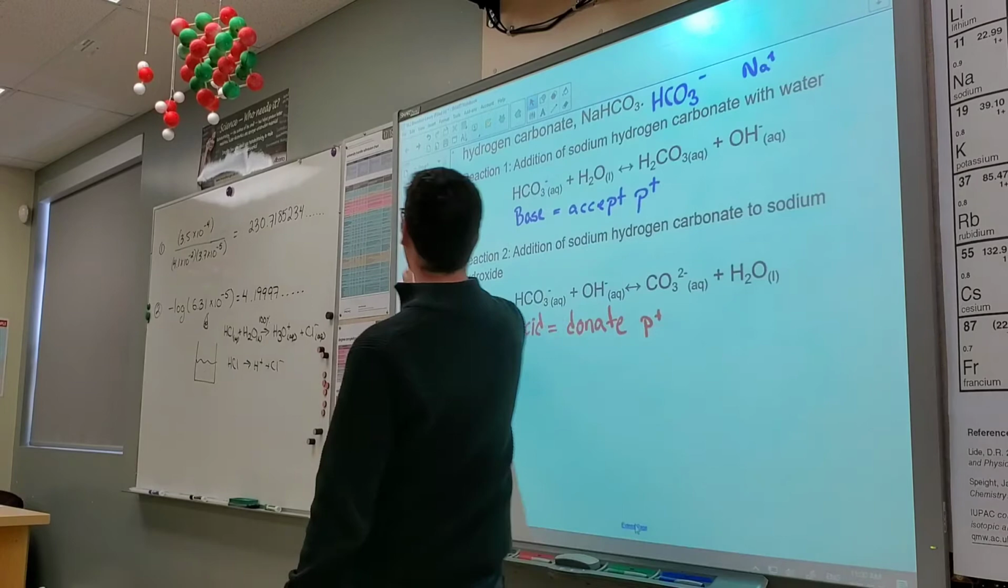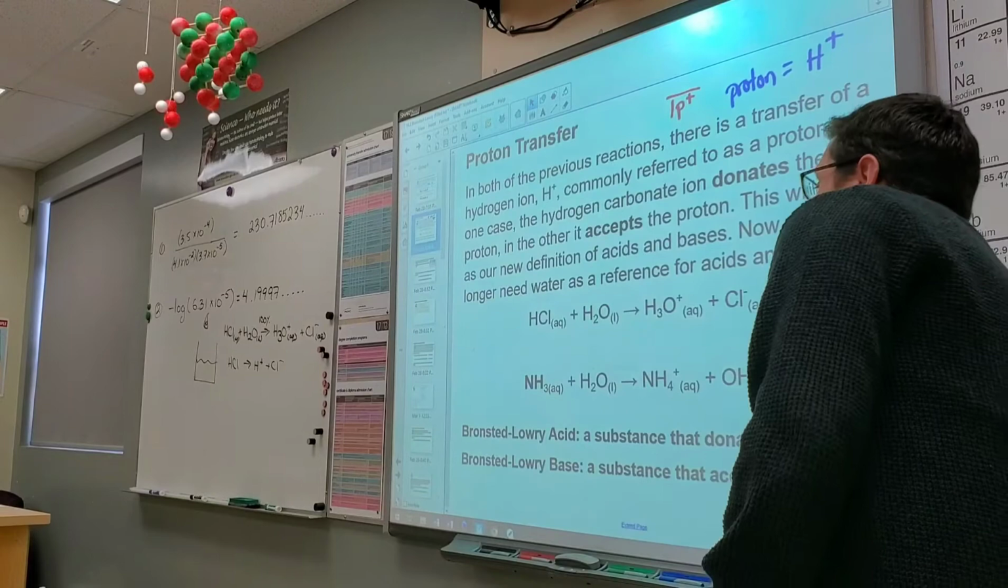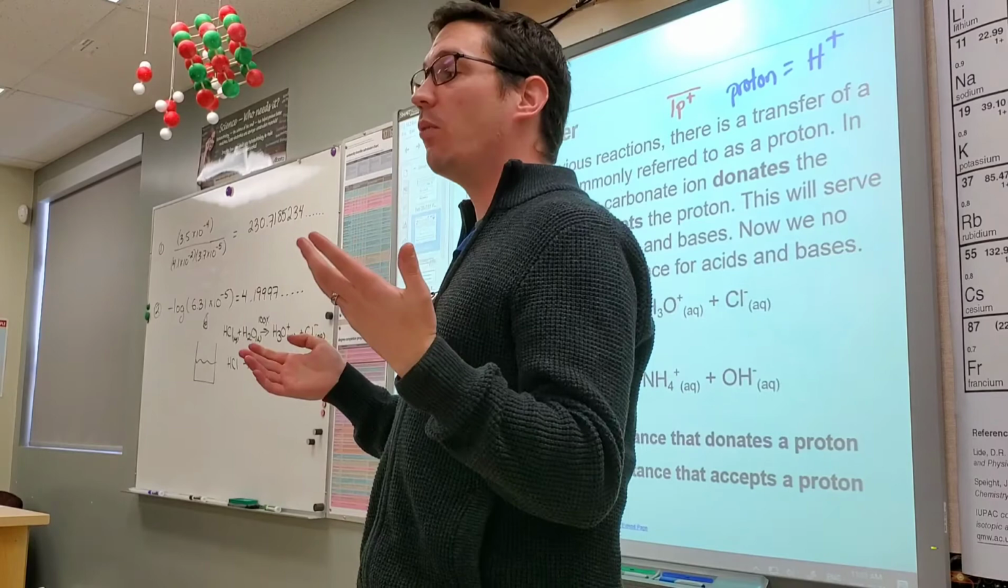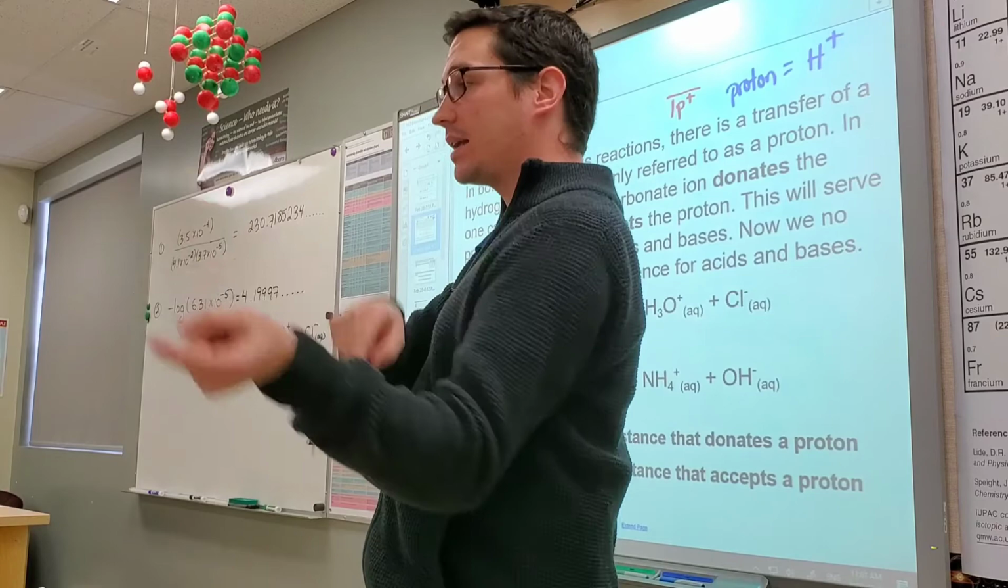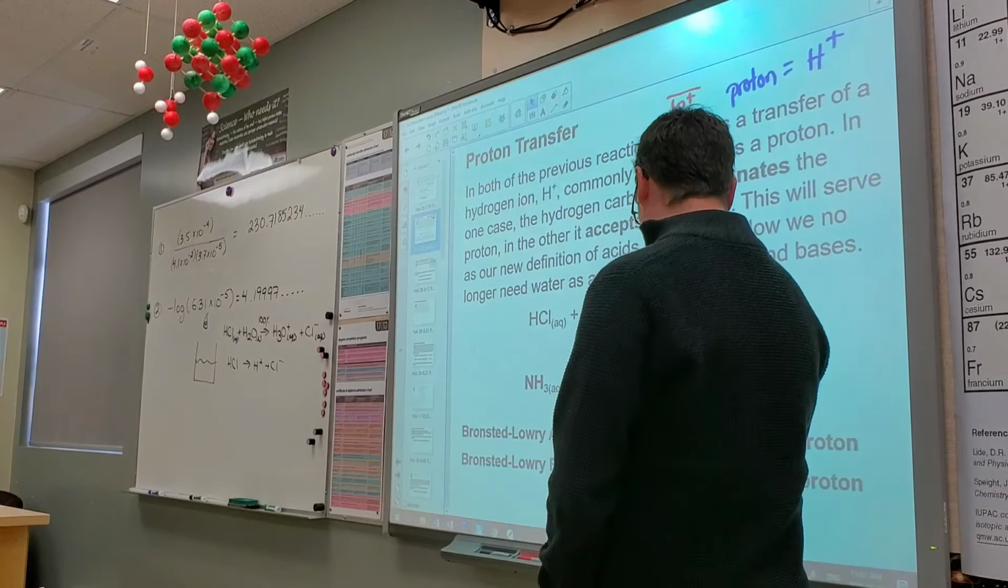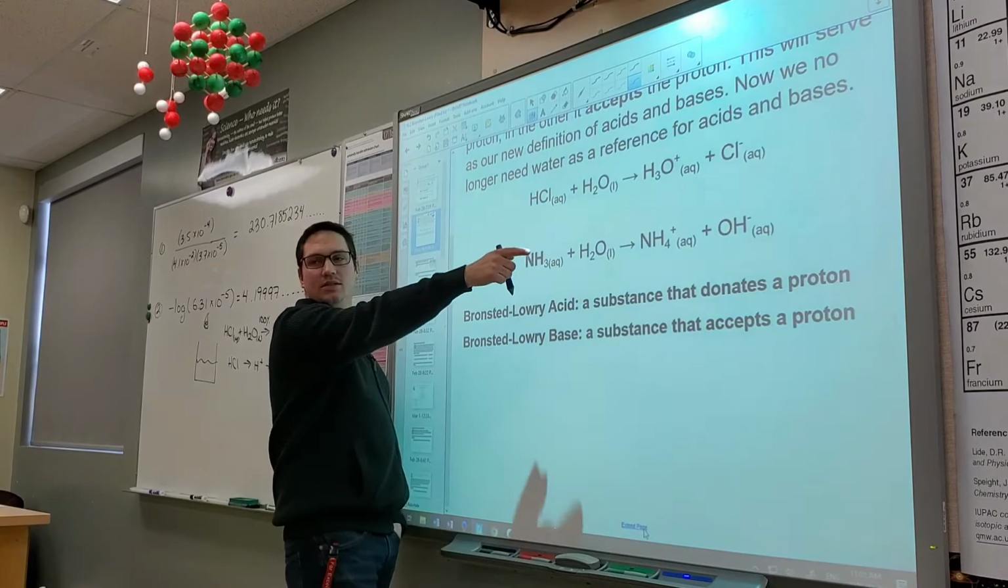Oh, okay. This is interesting. Because now, if we define acids as something that donates a proton, and bases as something that accepts a proton, we no longer need water. We don't need to talk about things in water reacting with water to see acids and bases. As long as something donates a proton, it's acting like an acid. As long as something accepts a proton, it's acting like a base. So here, we have water, sure, that's totally fine. But HCl is donating a proton, so it's acting like an acid.